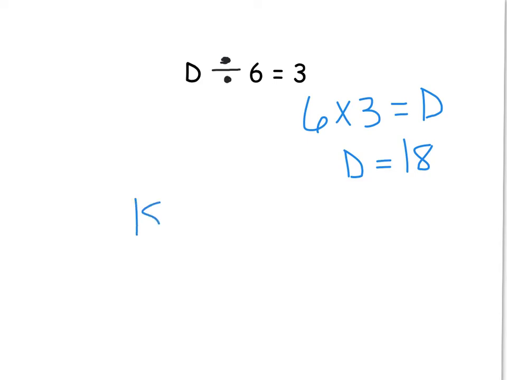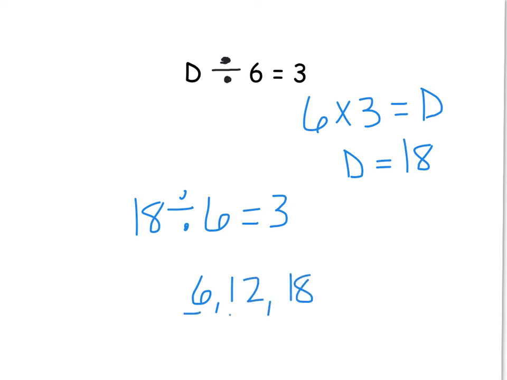And I can double check this by saying 18 divided by 6 equals 3. And I can prove that by skip counting by 6 up to 18. 6, 12, 18. I just skip counted 3 times. 1, 2, 3, which is what my quotient is. So to answer this division problem, I would write D equals 18. And I proved it with that division problem right there.